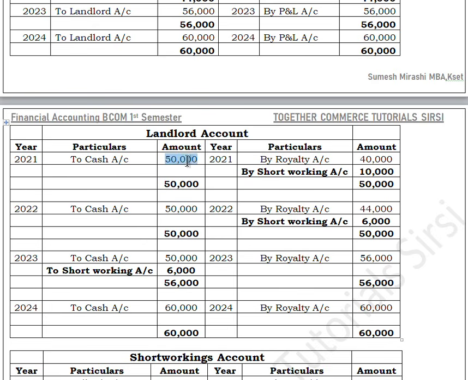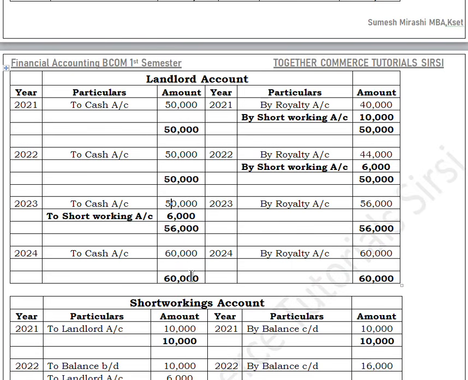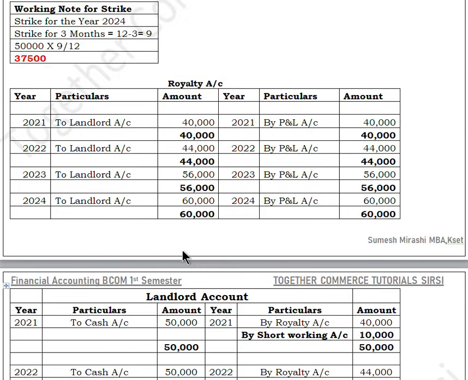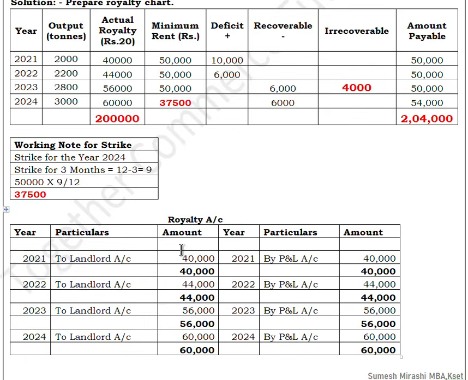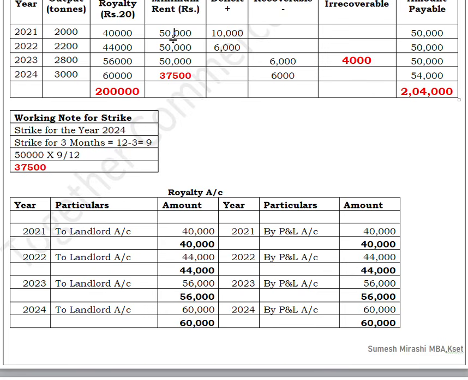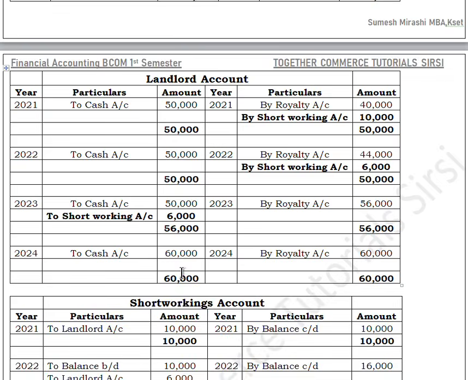If you can see the chart, you will understand. 50,000, 50,000, 50,000 and 60,000. 50, 50, 50, 37,500. Sorry students, there is a typing error here. It should be 37,500.